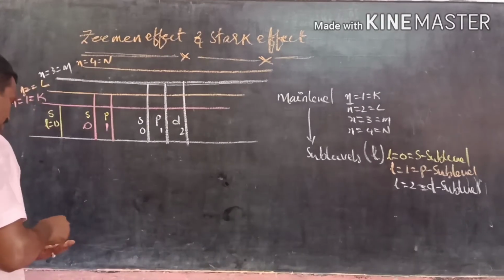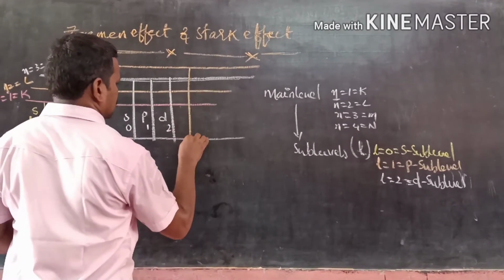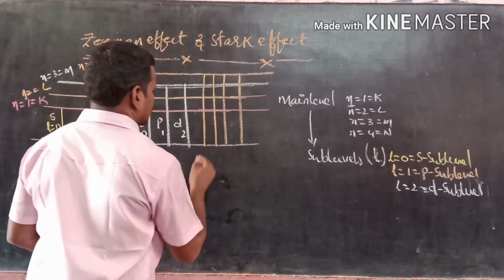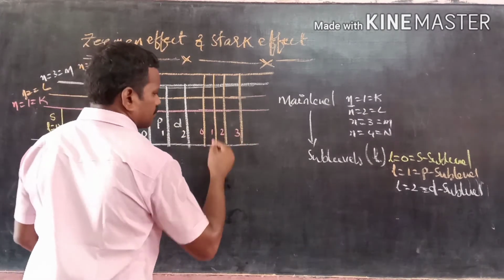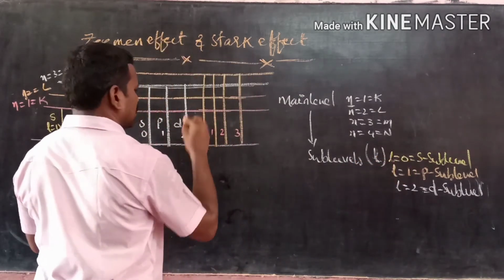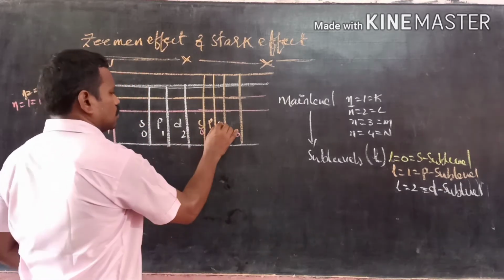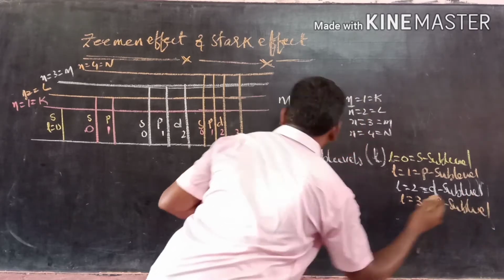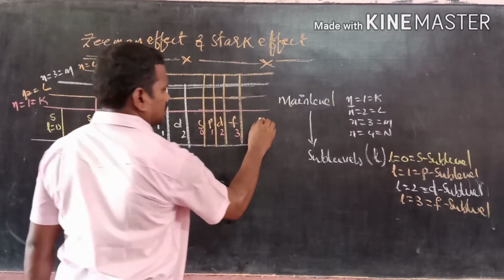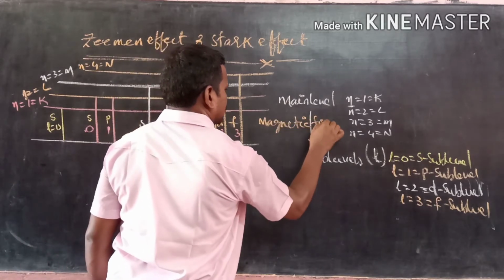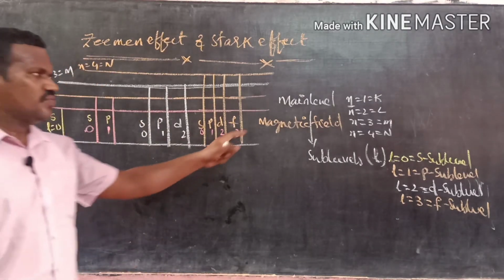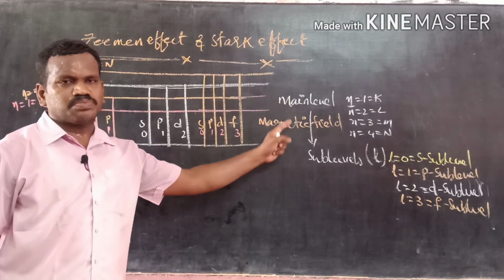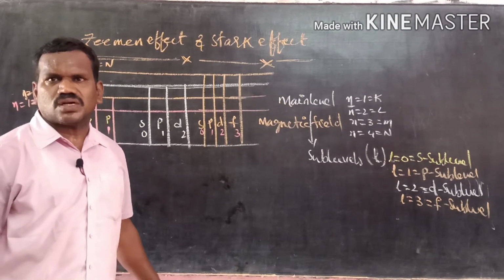Now, if you observe main level 4, this main level 4 is divided into 4 sublevels. They are 0, 1, 2, 3. As I already said, l is equal to 0 is called the s sublevel, l is equal to 1 is the p sublevel, l is equal to 2 is the d sublevel, and l is equal to 3 is called the f sublevel. So main levels are divided into sublevels in the presence of a magnetic field. This effect is called the Zeeman effect. Splitting of spectral lines in the presence of a magnetic field is called the Zeeman effect.